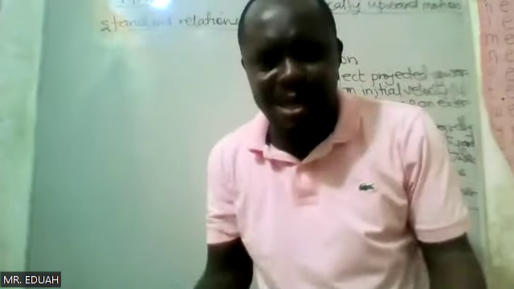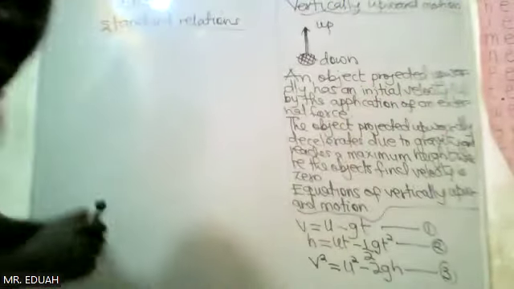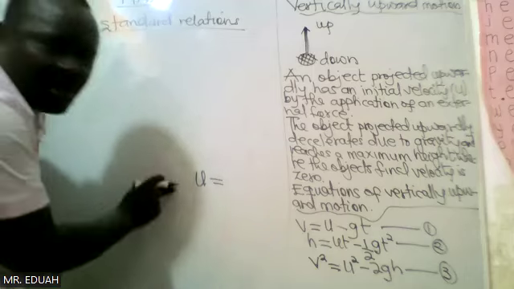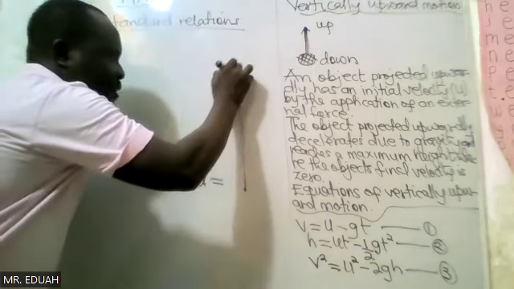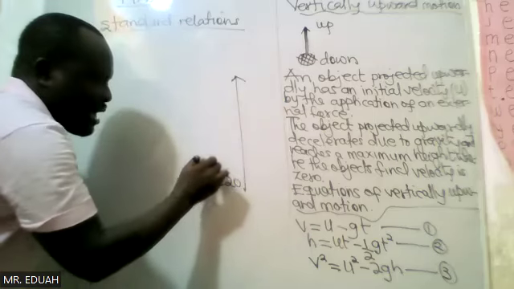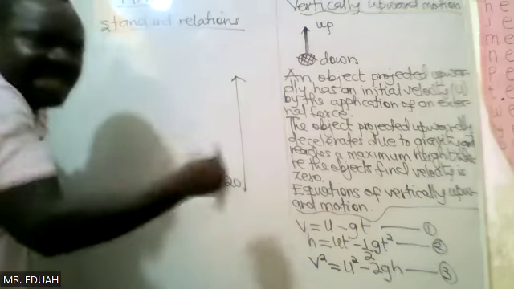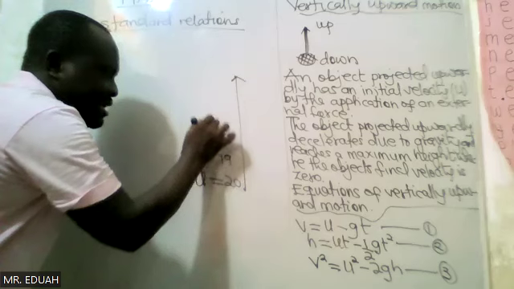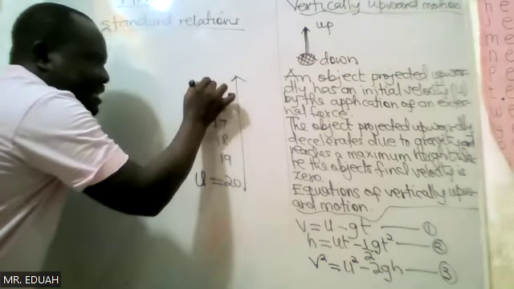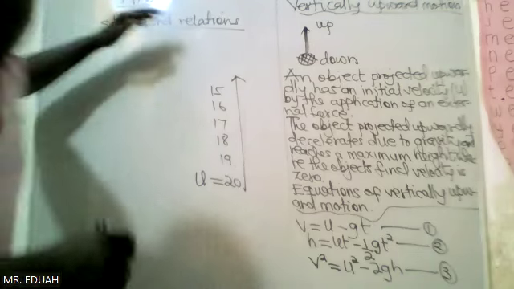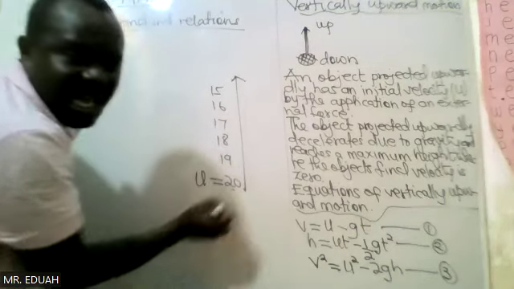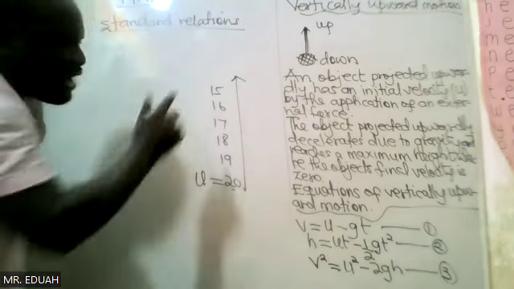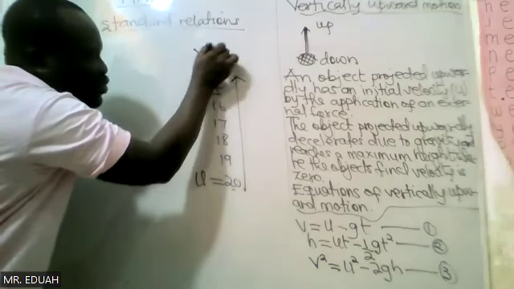The final velocity becomes zero. You are giving it an initial velocity u. Without this velocity, it cannot go up. Assuming this is 20, after 1 second this velocity will drop to 19, 18, 17, 16, 15. By the time it gets to the maximum height, the initial velocity has dropped to 0. So we say at the maximum height, the final velocity v is equal to 0.